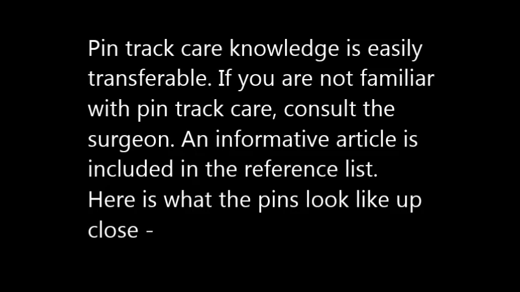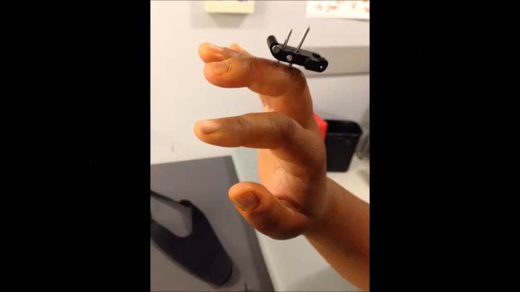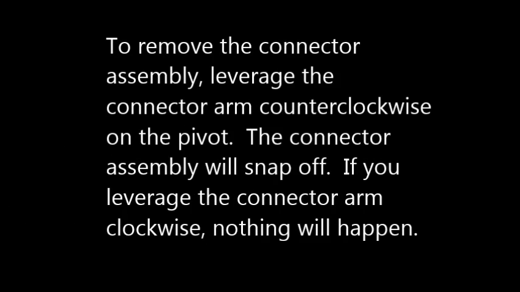Here's what the pins look like up close. The two pins are in the middle phalanx and exit the dorsum of the hand. If approved by the surgeon, the connector assembly and cuff may be removed for hand washing and showering. To remove the connector assembly, leverage the connector arm counterclockwise on the pivot. The connector assembly will snap off. If you leverage the connector arm clockwise, nothing will happen.